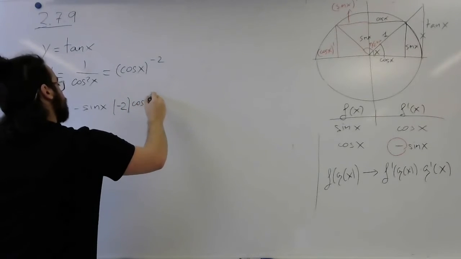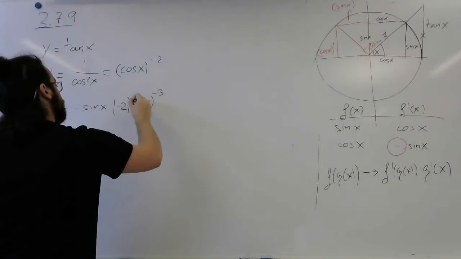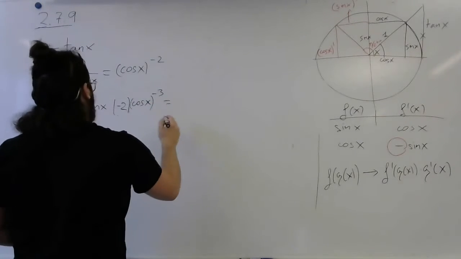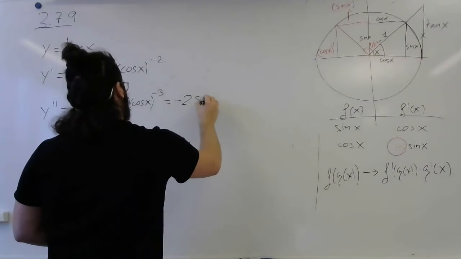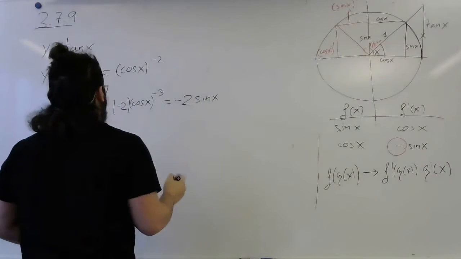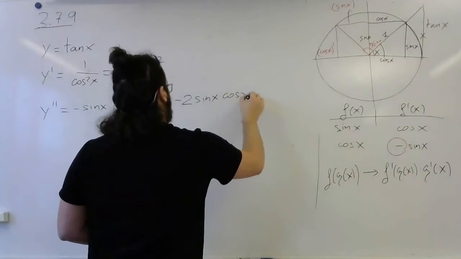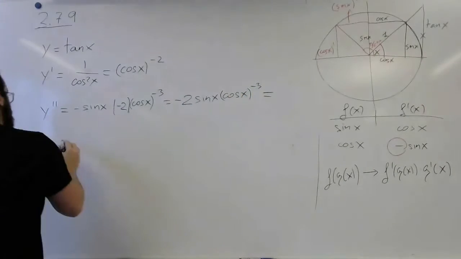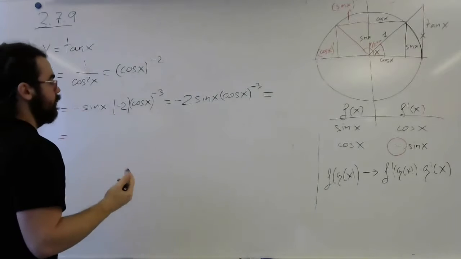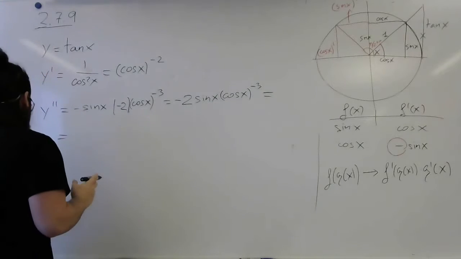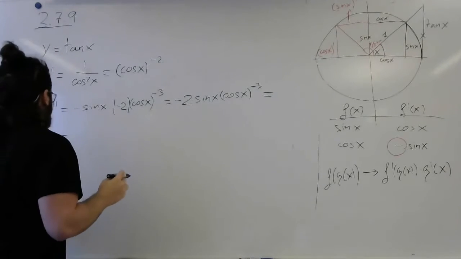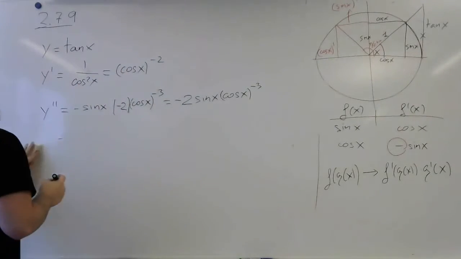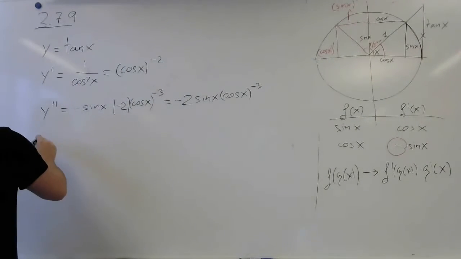Cosine of x to the power minus 3. Sine of x, cosine of x to the power minus 3. And you may be thinking, hey, maybe this has an even better form. Yes, it does. No, it doesn't. Sometimes things look one way, but then they're actually the opposite.